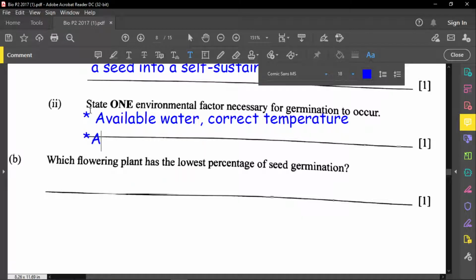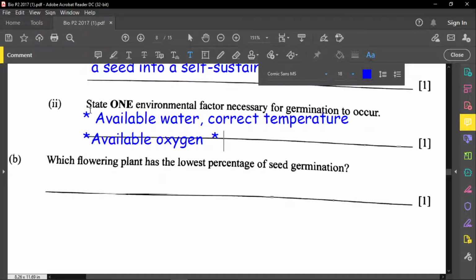So again, we must have available oxygen. The plant needs oxygen for germination. Why? Because the plant will need to respire to produce energy to grow and develop.